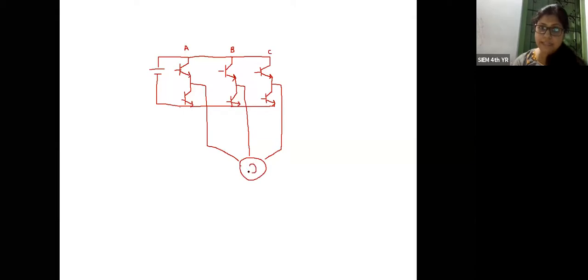A three-phase induction motor is connected here. So this is phase A, B, and C, right? So phase A, B, and C are connected in this way.